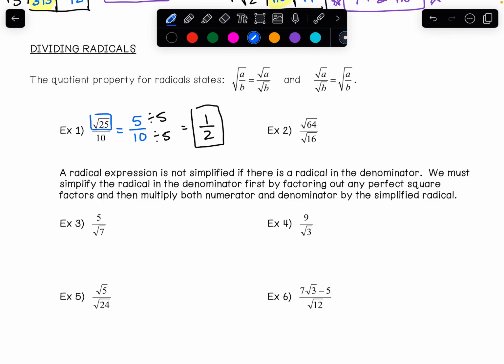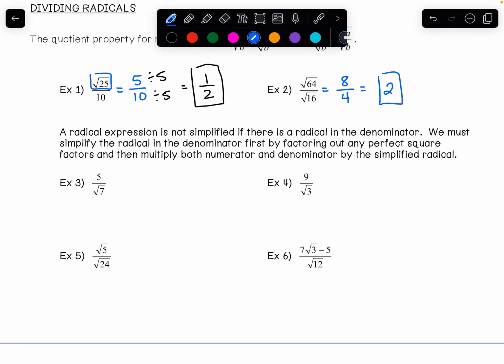In example 2, I have the square root of 64 divided by the square root of 16. Well, 64 is a perfect square. What's the square root of 64? 8. What's the square root of 16? 4. What's 8 divided by 4? 2. So you always want to simplify as much as you can with these problems.